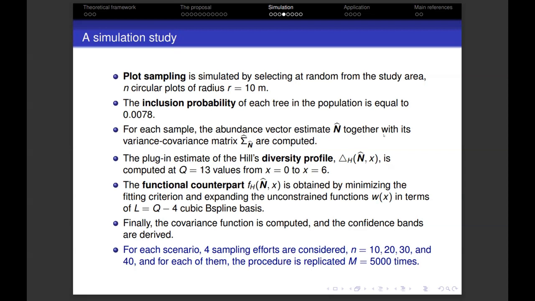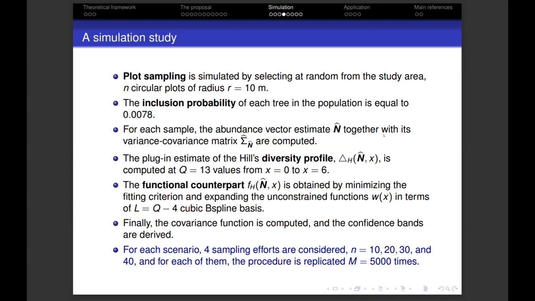For each scenario, we adopt four effort-consistent sample sizes: 10, 20, 30, 40, and each simulation is reproduced 1,000 times.